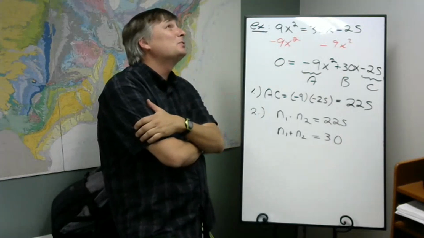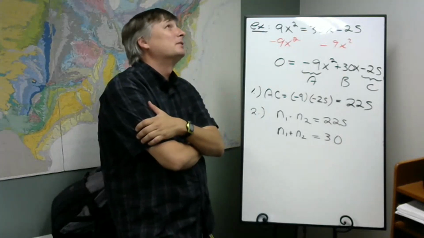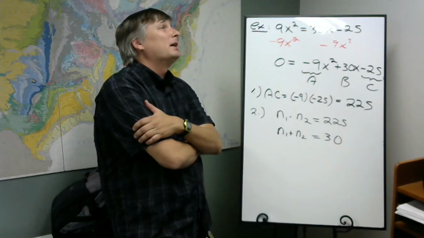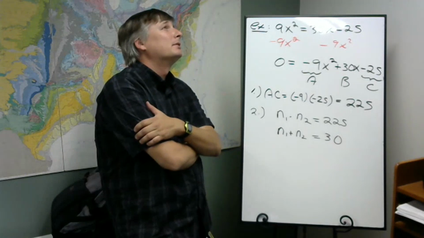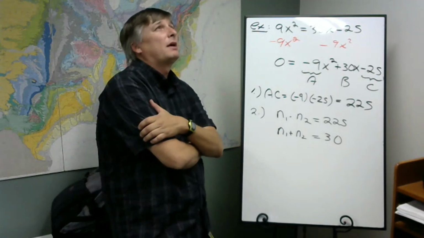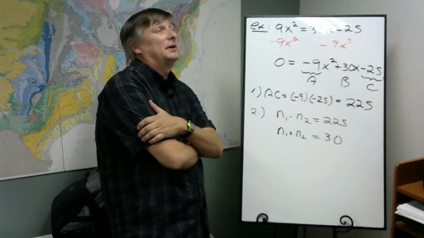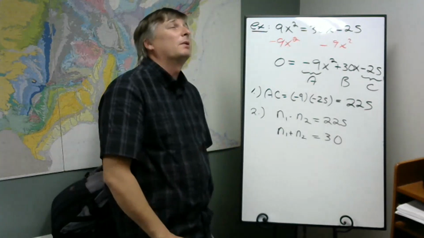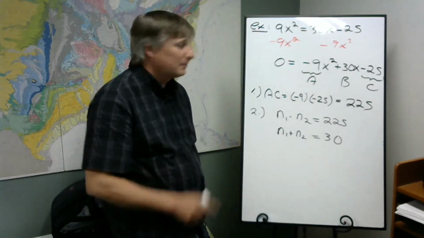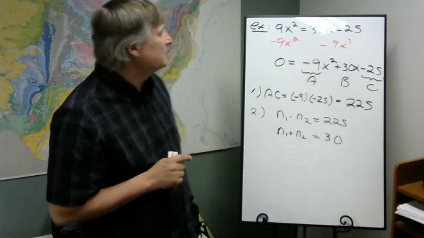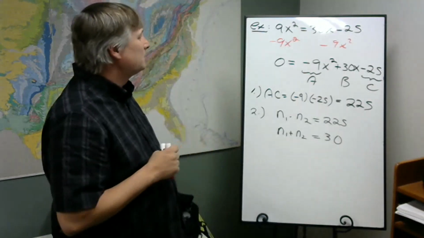They multiply to 225, but add up to positive 30. Now, what could that be? And let me just double check my math. I didn't make an arithmetic mistake. Okay, I think we should be good.